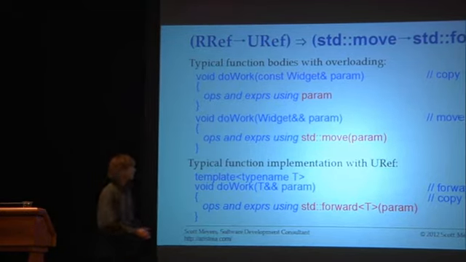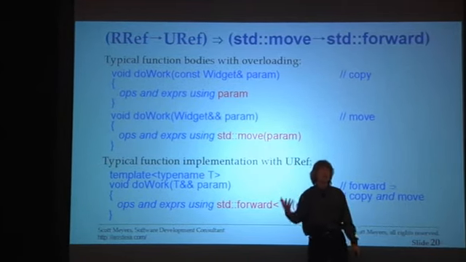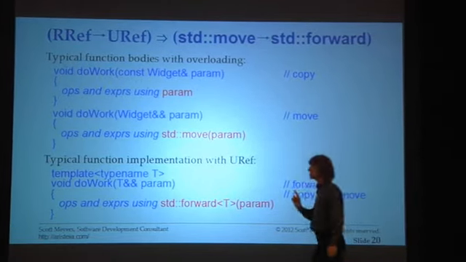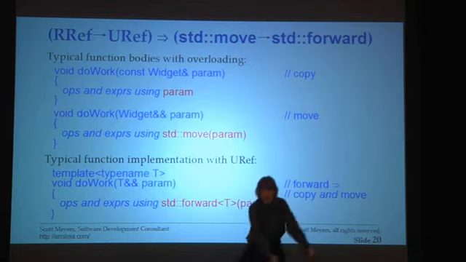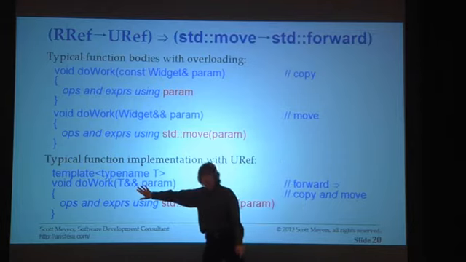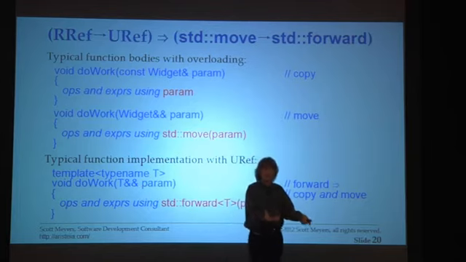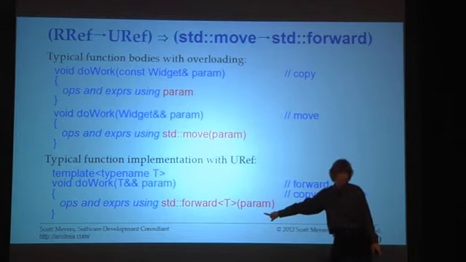So, this parameter here, we do not want to apply move to it because that would unconditionally turn it into an R value, which is not what we want. What we want to say is, if whatever was passed in here was an L value, transport it to wherever I want to use it as an L value. But if whatever was passed in here was an R value, turn it back into an R value so people can continue to use move semantics on it. And the way we say that is forward.